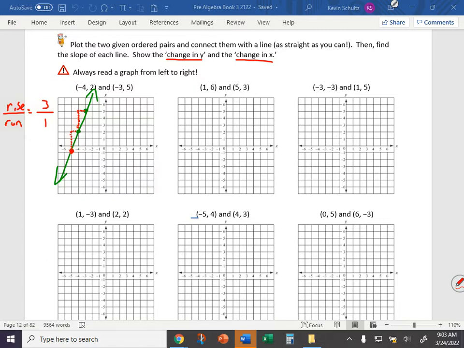Okay? The next one, 1, 6, and 5, 3. 1, 6, that's going to be up here. 5, 3 is right here.